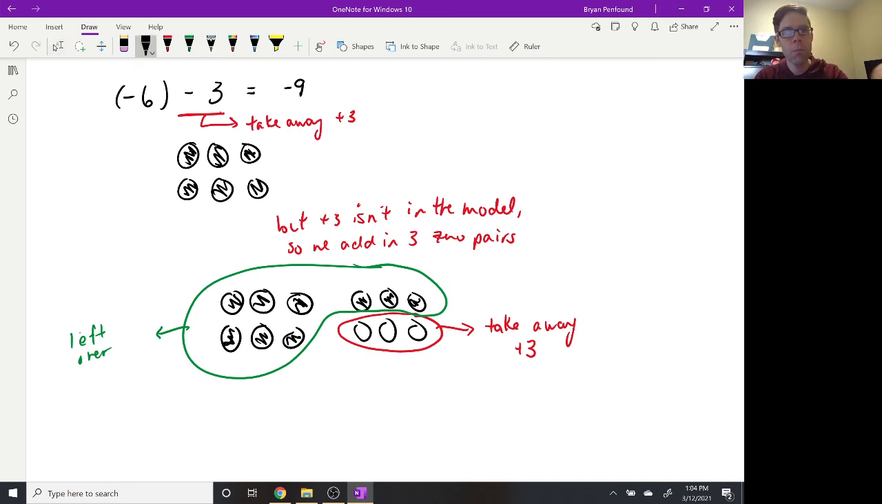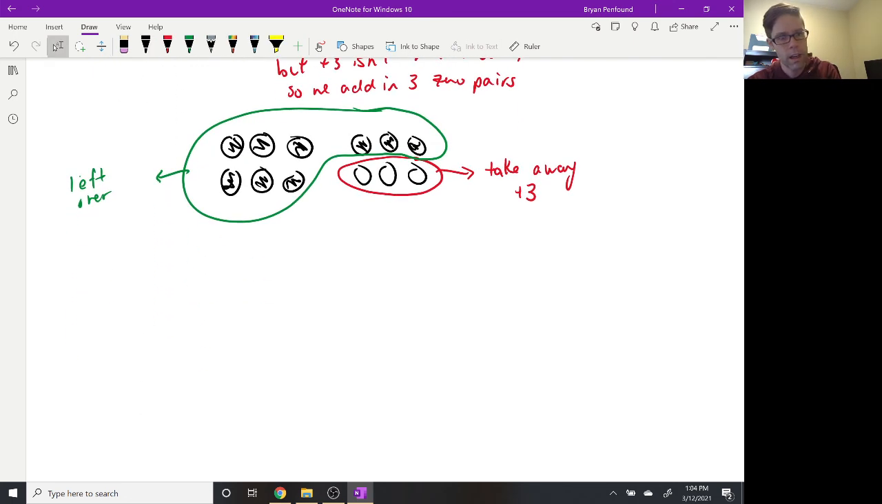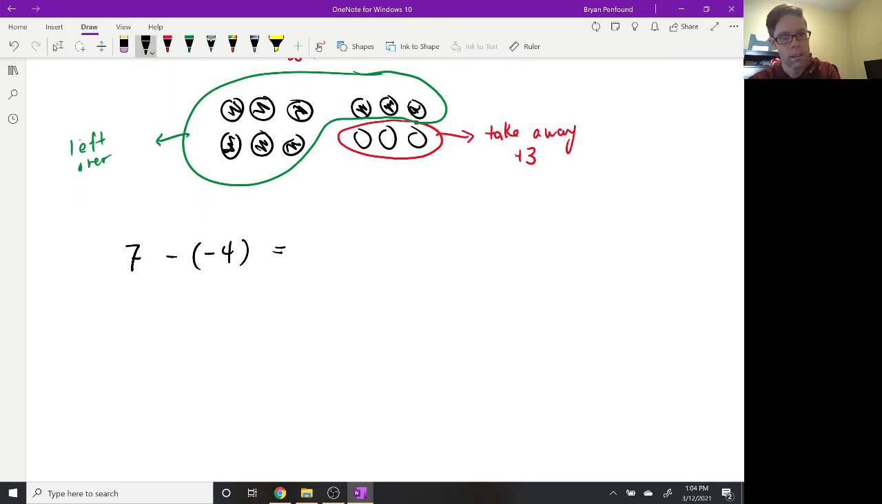So let's do a couple more chip models, maybe where we have kind of an awkward subtraction like this, where we may have to use some zero pairs. And that's probably going to be it for today. So let's see if we can do 7, take away, I don't know, -4. Okay, so what's that going to look like? Let's start by modeling our minuend. Here is 7 positive chips, and I would like to take away -4.